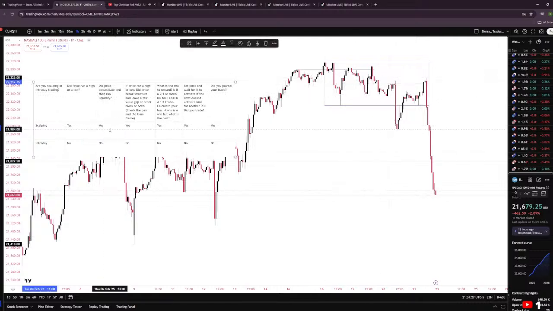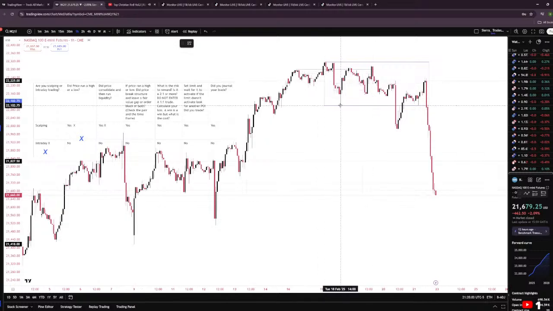Liquidity. Yes. Now it wants to edit. Okay, whatever, go with it. Let me see. Okay. Yes. And intraday. All right, I feel like these should be red, but we'll do that. If price ran a high or low, did price break structure and leave a fair value gap or order block or both? So price broke structure here because this was our last.